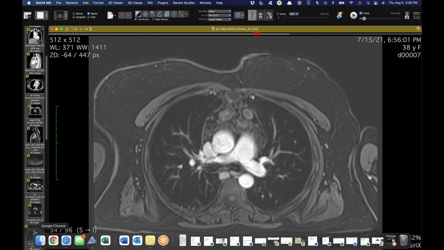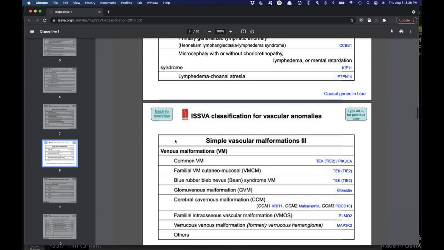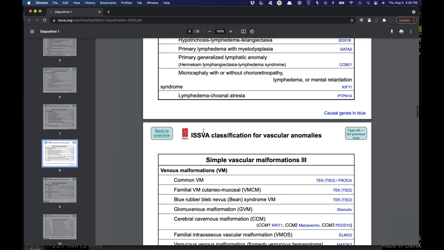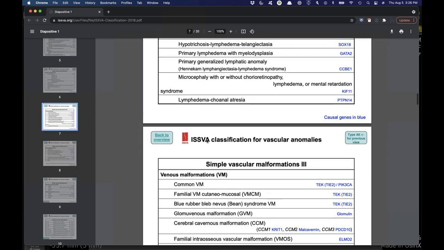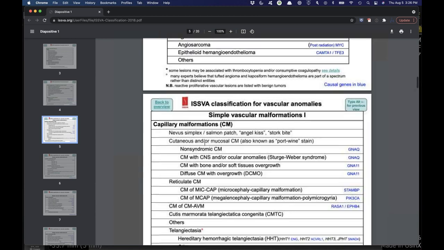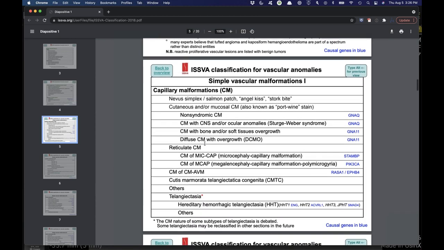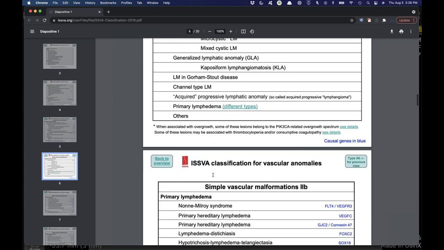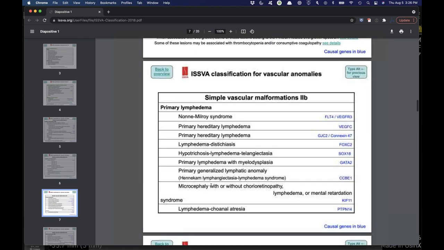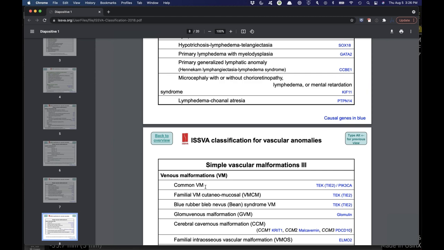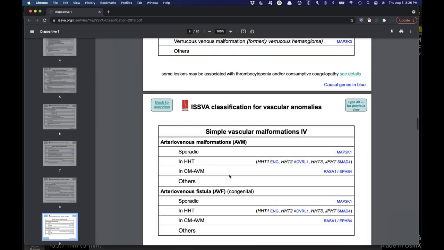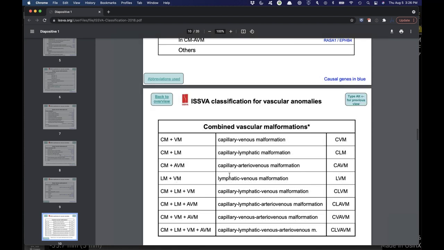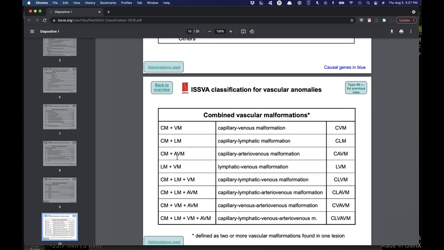These are complex, obviously. I pulled up the most recent, I don't know what this stands for, Society of Vascular something. But they have a whole complex classification system of vascular malformations. And I think in this case, you have a lymphatic malformation and you have a venous malformation. So LM and VM. And so this becomes a combined lesion, as you can see here. So a combined lymphatic and venous malformation.